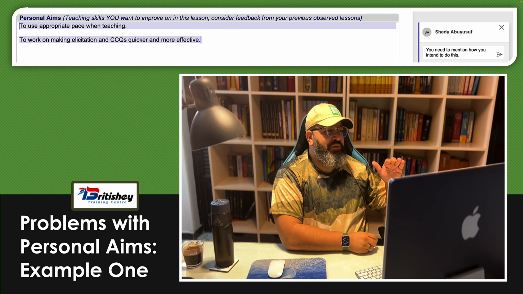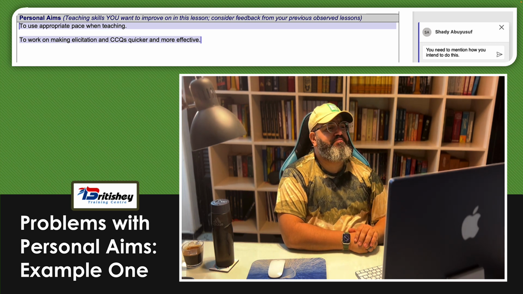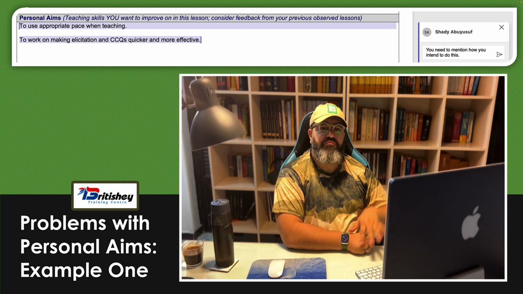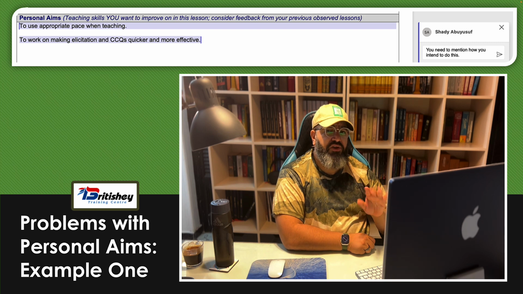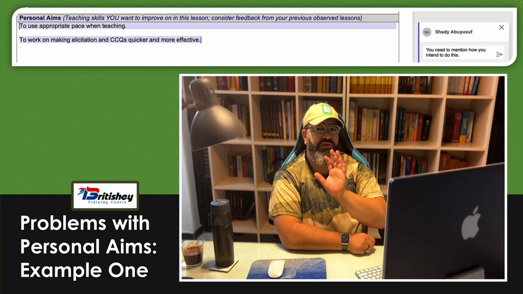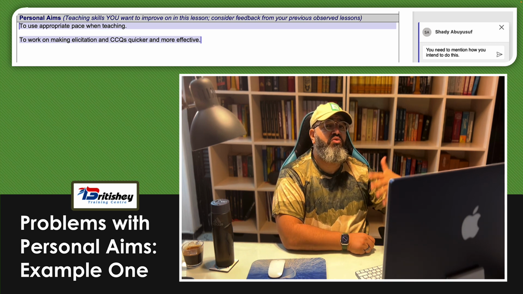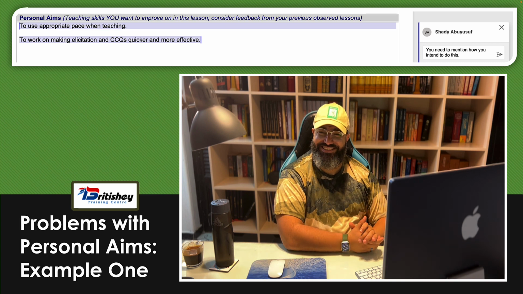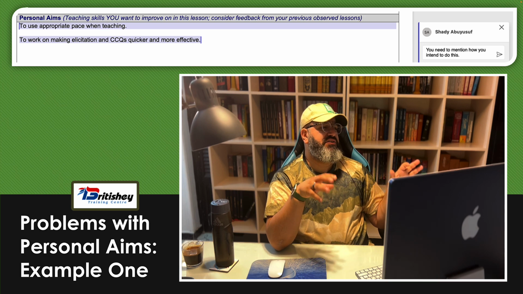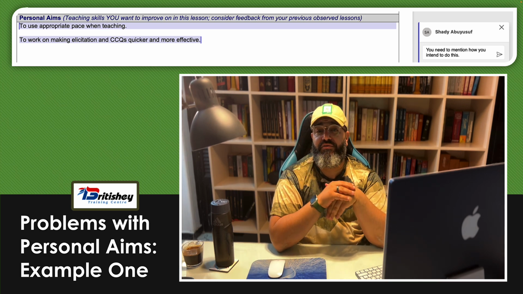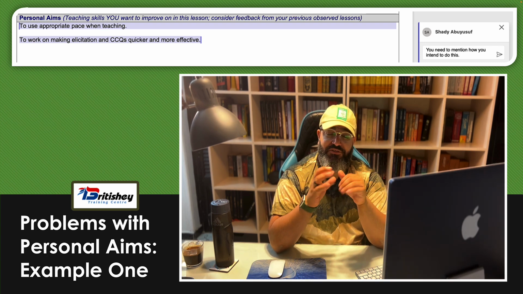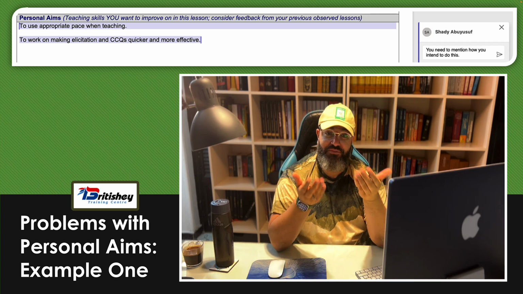Okay? Right, like for example, for the first one, you will say something like, to use appropriate pace when teaching by monitoring my students to make sure whether they finished the tasks or not before I move on to another stage. So this is now clear to me. For the second one, to work on making elicitation and CCQs quicker and more effective by demonstrating and asking ICQs more consistently. So this is what we expect to read.